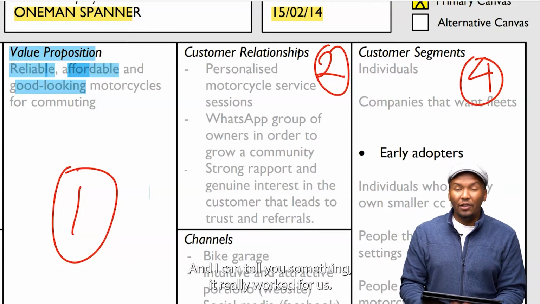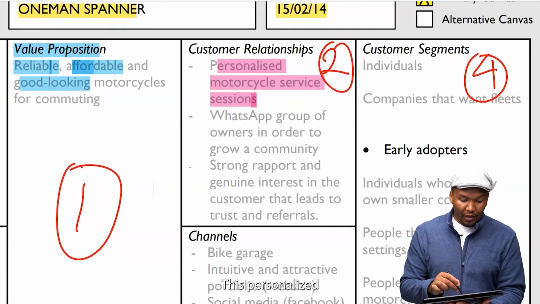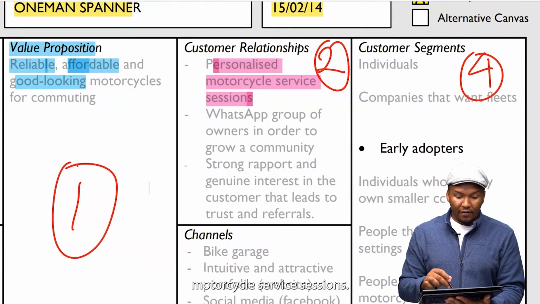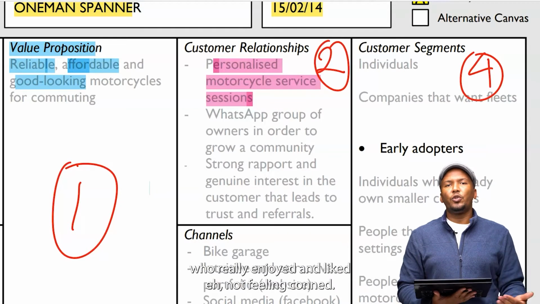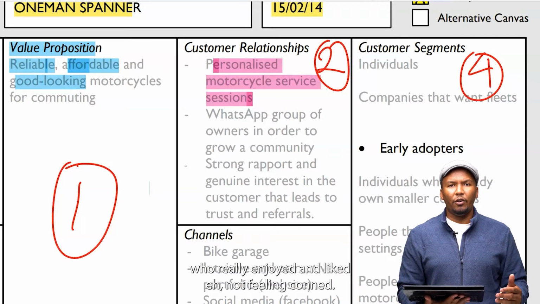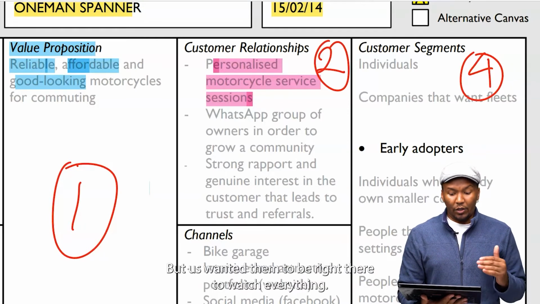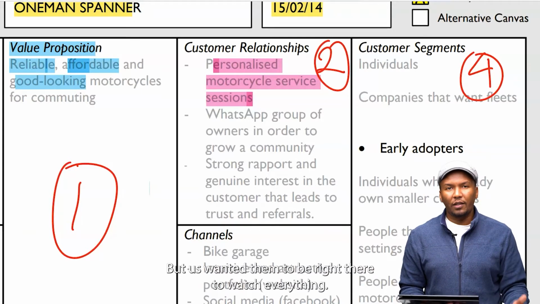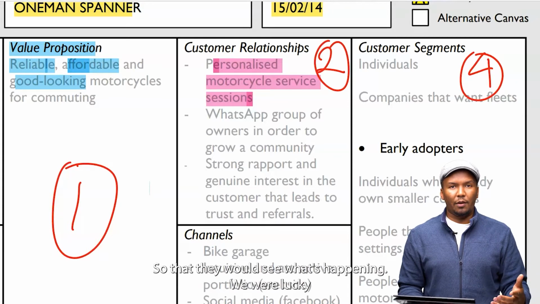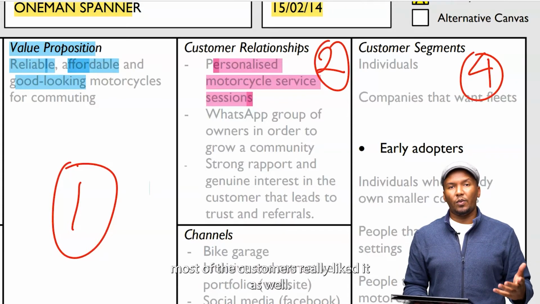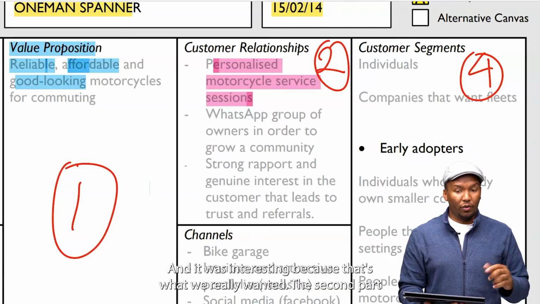And I can tell you something, it really worked for us. I want to highlight that part in pink, okay? It really worked for us, this personalized motorcycle service sessions, because we started having people who really enjoyed not feeling conned. You know the way you take your bike for service and you feel like you're being conned. But we wanted them to be right there, to watch everything, and for us to tell them everything we're doing so that they would see what's happening. We were lucky most of the customers really liked it as well. They used to also get the tools and participate in it, and it was interesting because that's what we really wanted.